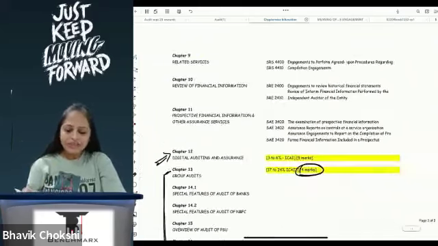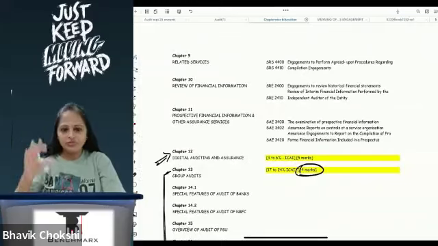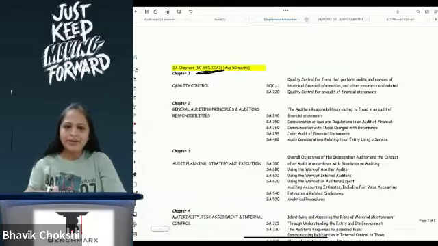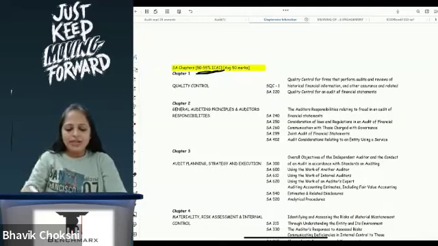So this is broadly how the bifurcation of your 19 chapters looks. We will start with the standard chapters and then move to the non-standard chapters. That is how we'll go about it. In your examination, you will have your question 1, which will be your compulsory question.